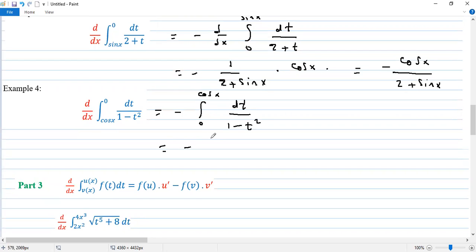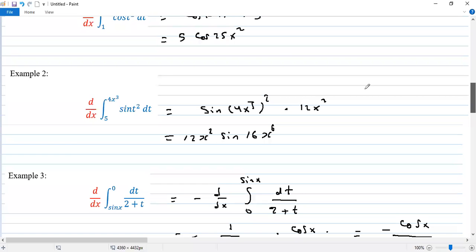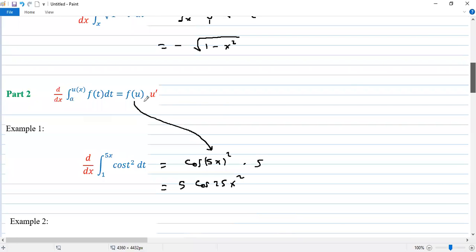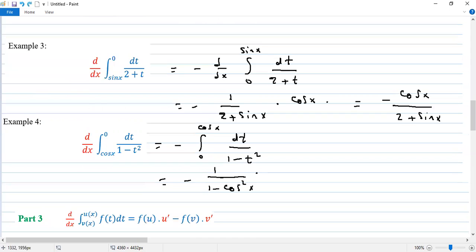Cosine x. And the same here, we have dt over 1 minus t squared, which is equal to minus, the t is cosine, so 1 over 1 minus cosine squared, times the derivative of cosine. Look at the rule. The rule is f of u times u prime, the derivative of u, from a real number to a function of x. Now with the real number, I have here 0 and the function of cosine. So first you have cosine to 0, we have to switch to write from the real number to the function of x, which is cosine.